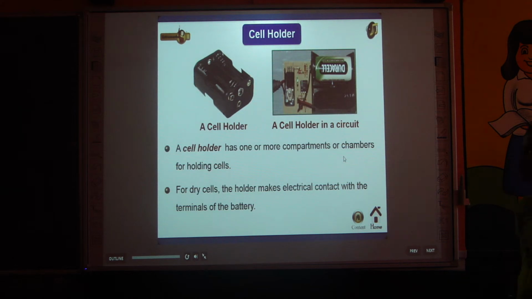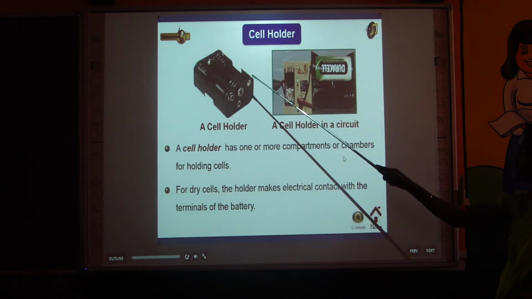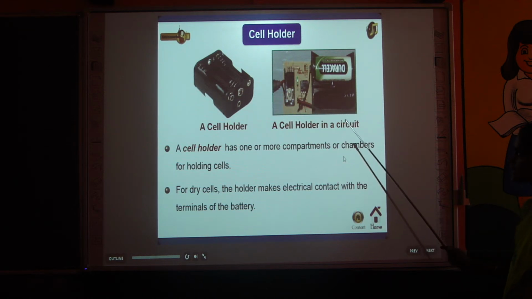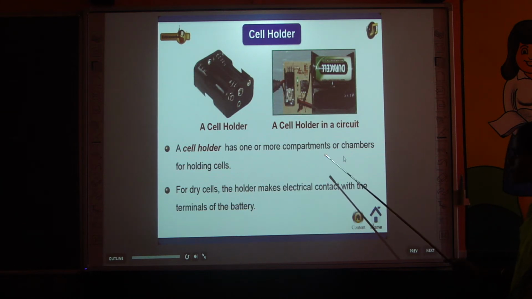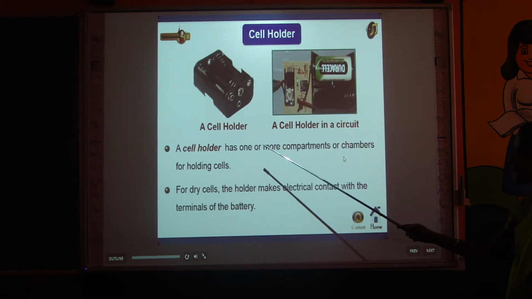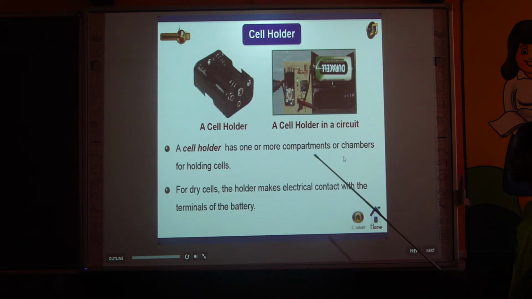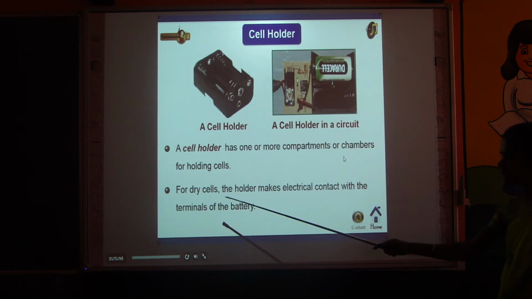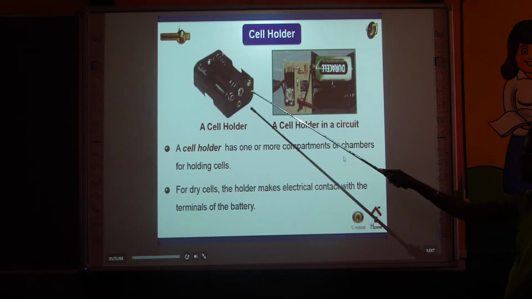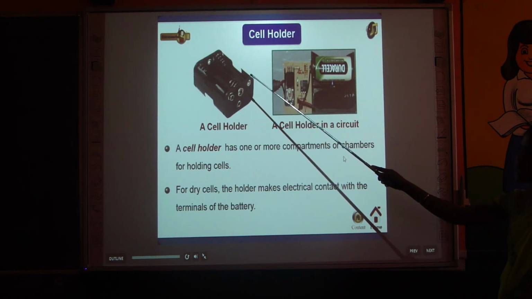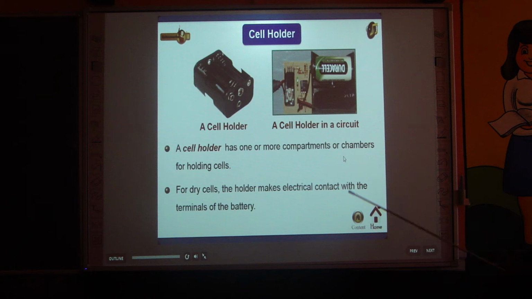See, what is a cell holder? Look at the image. It is called a cell holder. This cell holder is connected in the circuit here. A cell holder has one or more compartments or chambers for holding cells. Look at the picture. How many chambers are there? There are three chambers. So we have to put three cells here. For dry cells, the holder makes electrical contact with the terminals of the cell. So this is about the cell holder.